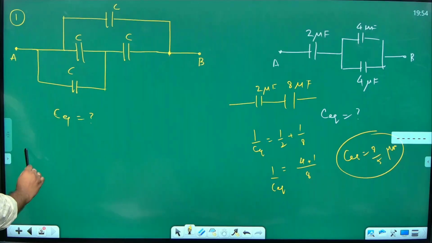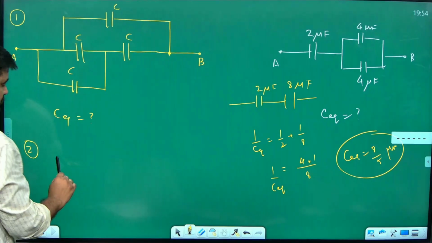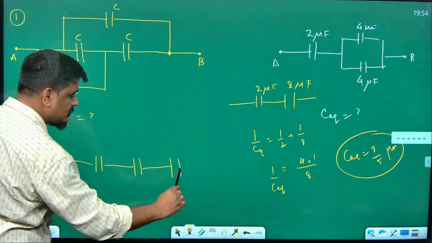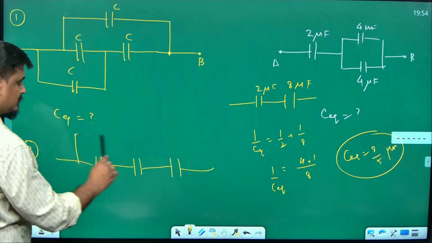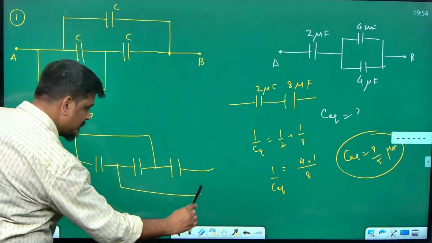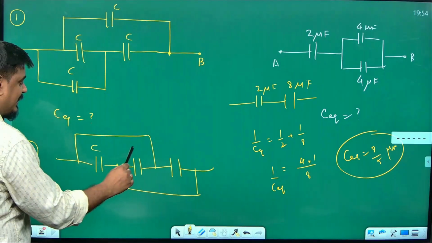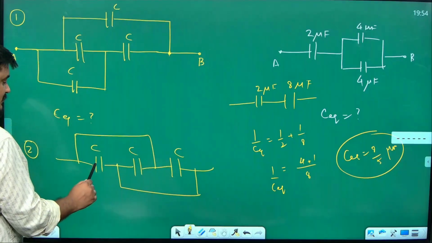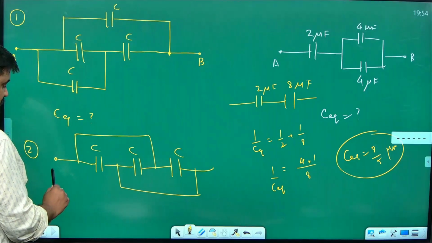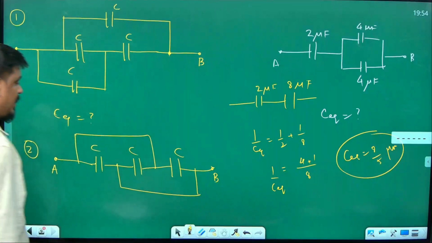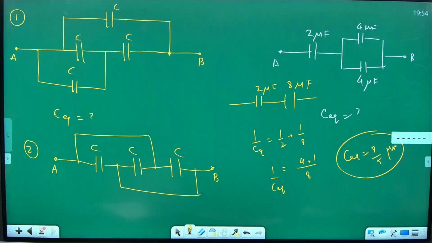Next question also I will write here. Solve this question first and that question second. This will be more easy. Anyhow, your wish. In both the questions, you have to find C equivalent between A and B.